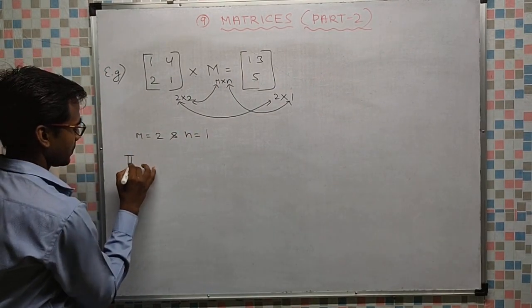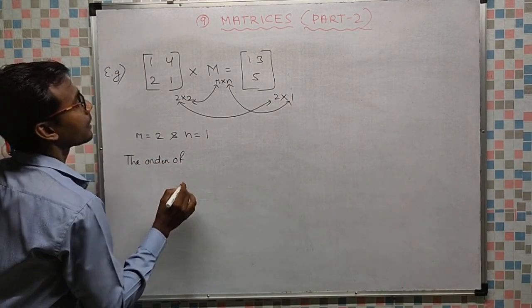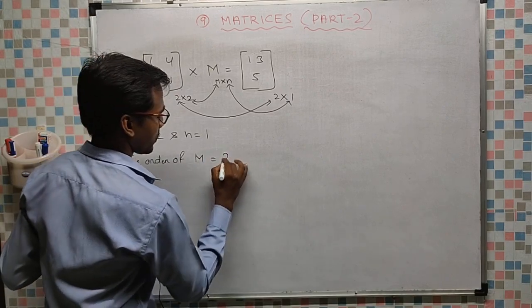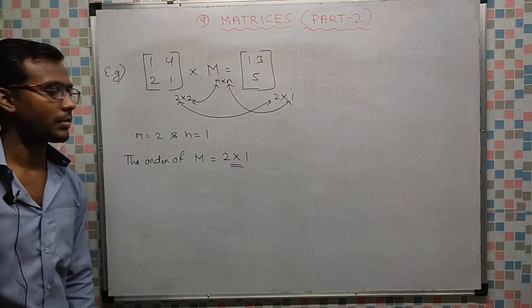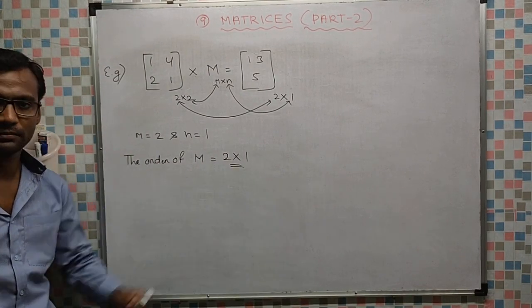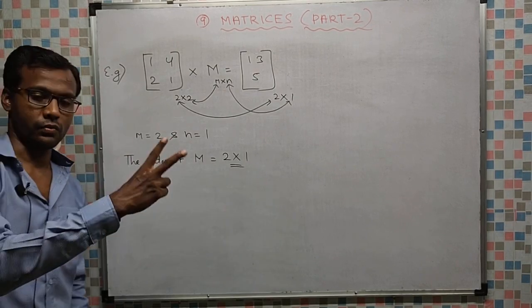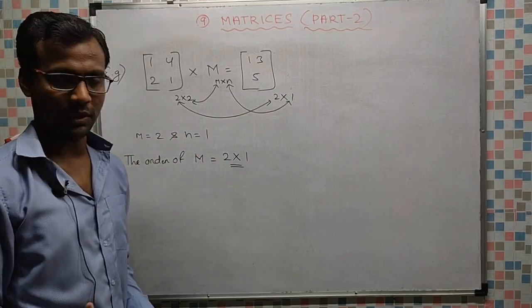So the order of M is equal to 2 by 1. That means it is also a column matrix. It has one column. And how many elements does it have? 2 into 1 is equal to 2. It has 2 elements. Suppose a and b, or x and y also we can take.